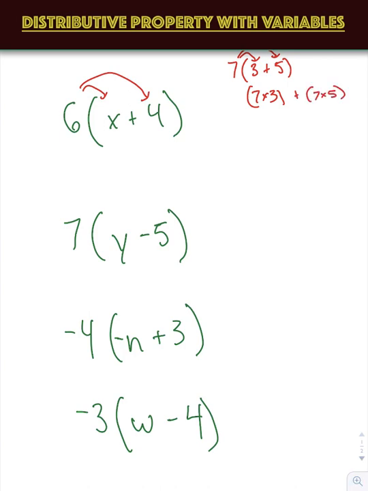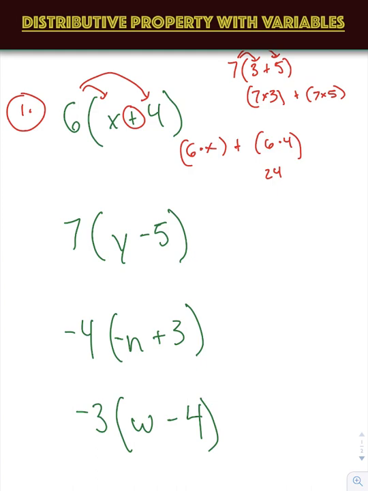So going back to number 1, our first expression here, it would be 6 times x, and that is a plus sign in between here, so it would be plus 6 times 4. We know that 6 times 4 is 24.